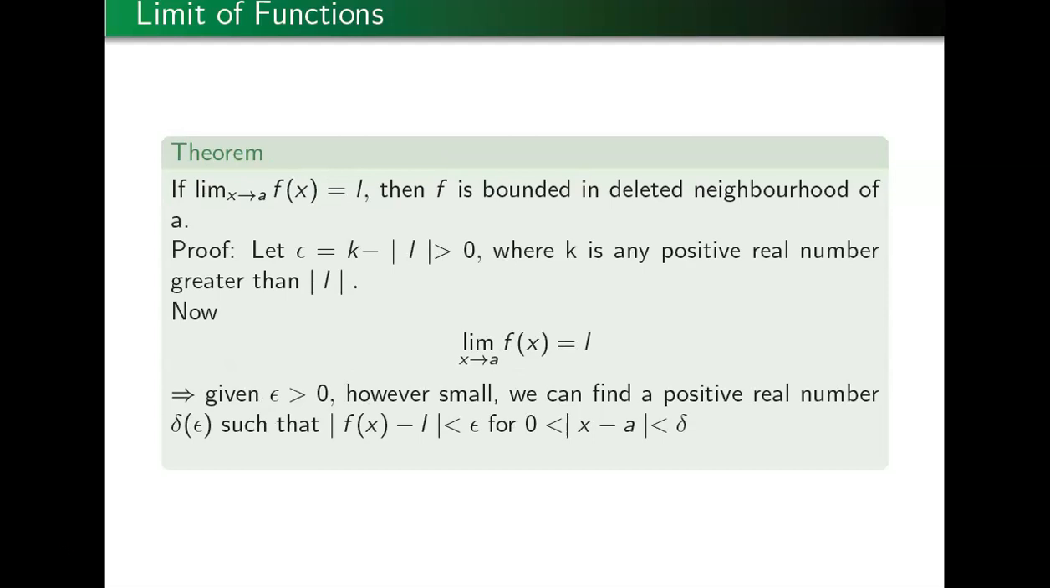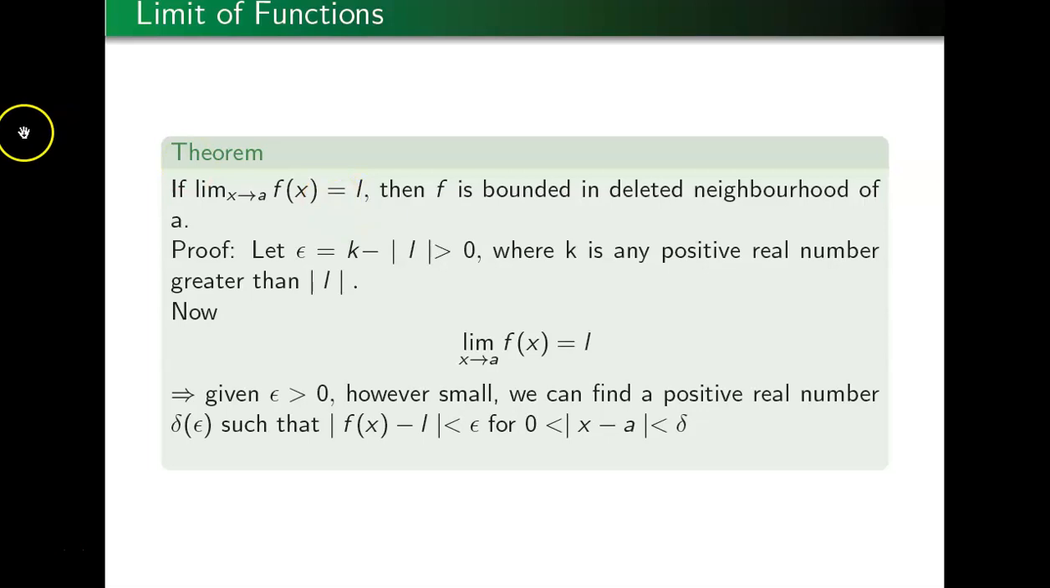Let us continue with the second theorem. The second theorem says that if the limit of f(x) as x tends to a is equal to L, then function f is bounded in the deleted neighborhood of a. This is the point a at which the limit of the function is given as L. We want to prove that f is bounded in the deleted neighborhood of a. Deleted neighborhood of a means the delta neighborhood of a, but in this neighborhood, the point a itself is excluded. That is called the deleted neighborhood of a.